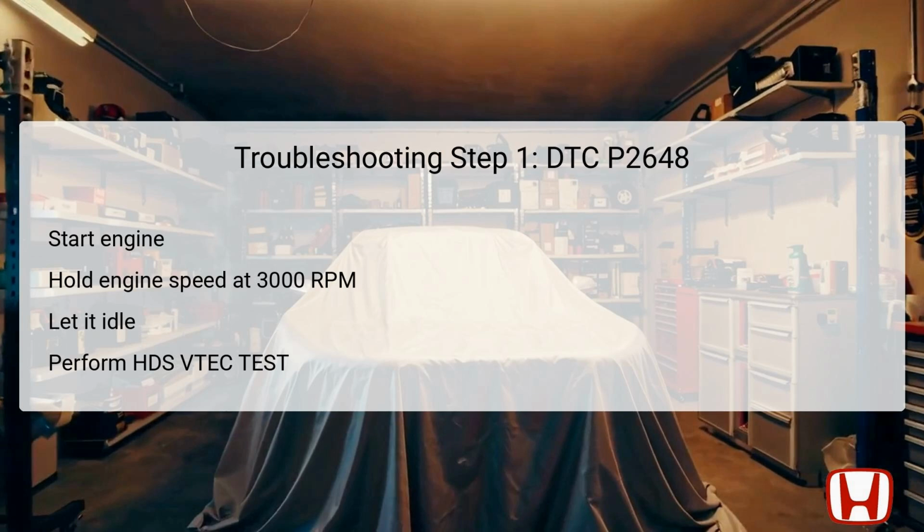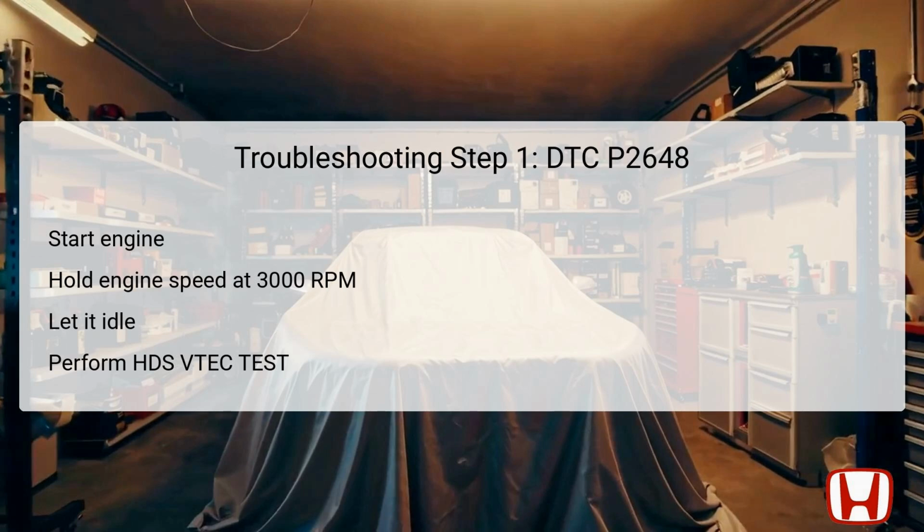The first troubleshooting step for DTC P2648 begins with starting the engine to place it in a state ready for diagnostic assessment. It is crucial to hold the engine speed at 3,000 revolutions per minute, RPM, without load, meaning the continuously variable transmission, CVT, should be in park or neutral, or the manual transmission in neutral. This consistent RPM allows for precise measurements and makes it easier to observe engine behavior under semi-maximum load conditions.